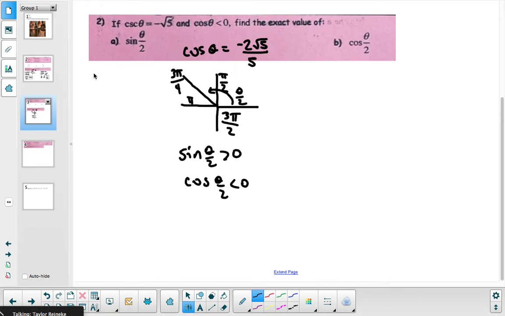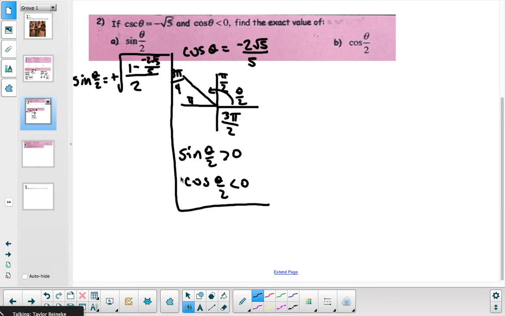All right, so sine of theta over 2, we said, is positive square root of 1 minus cosine of theta, which is negative 2 root 5 over 5, all over 2. That's technically your answer. It's not simplified at all, so we need to get through that. And to do that, I'm going to zoom in first on our numerator.